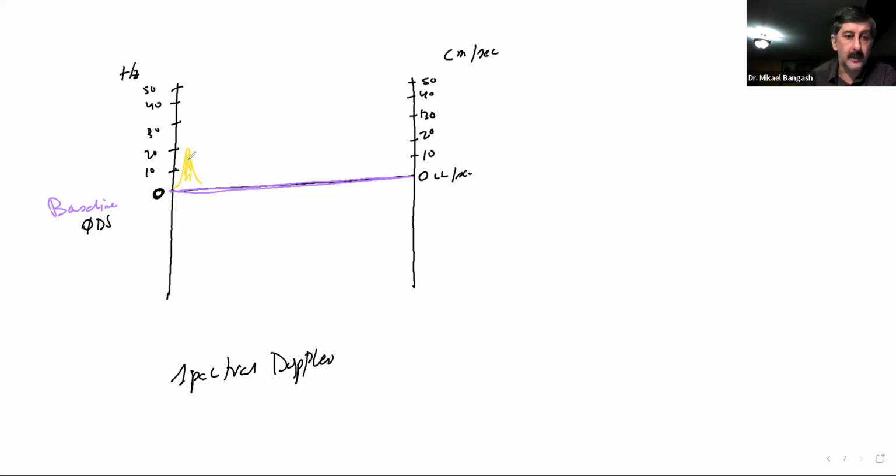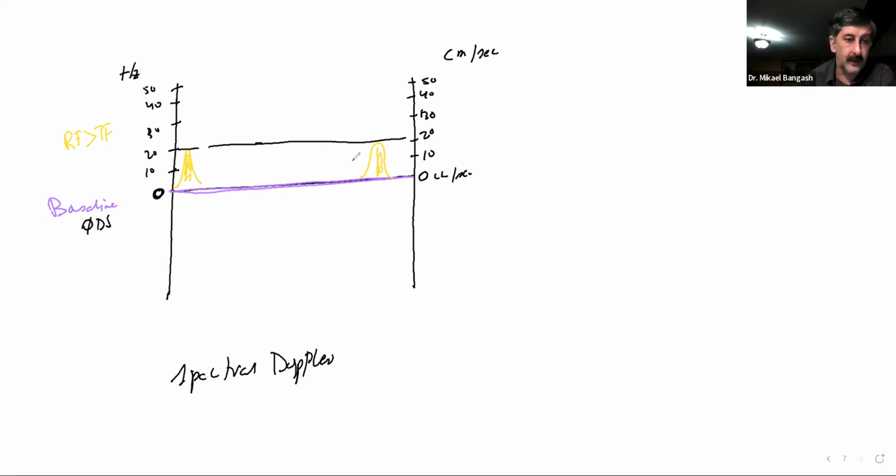Now, why would this be positive? Because we said that the reflected frequency was greater than the transmitted frequency. Where we follow this graph, 20 hertz will be translated into a positive Doppler shift of 20 centimeters per second. Did you guys get that?